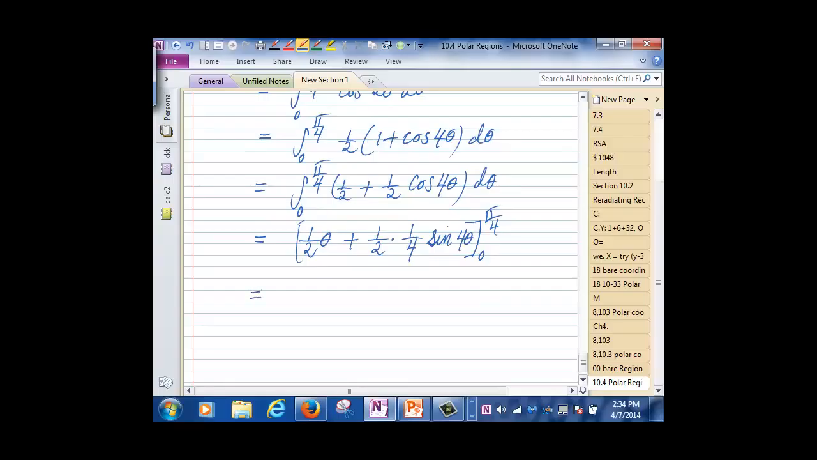When you plug in 0, it's simply 0, right? And if you plug in pi over 4, then from the first term you get pi over 8. And in the second term you have 1/8 multiplied with sine of what? Sine of pi. So this is what you get when you plug in pi over 4. When you plug in 0, you get 0 plus 0, right? And so what is that equal to? Pi over 8.